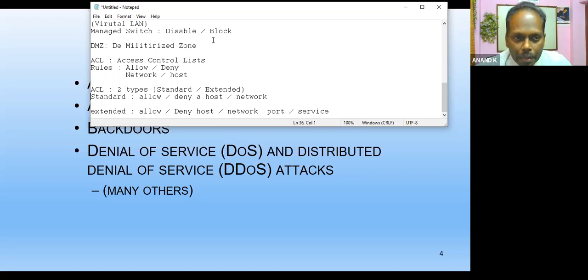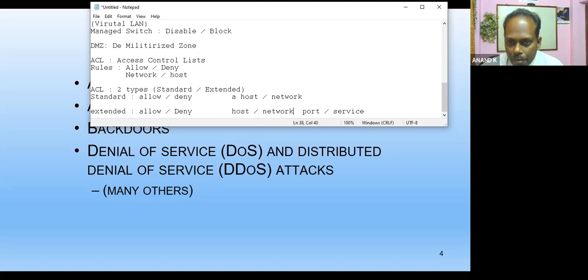Okay, let me explain once again. See these rules. Rules can have either allow or deny only. I'm saying it can allow or deny either to a network or a host. And ACL has two types of rule sets. One is the standard rule set and the other one is the extended rule set. In the standard rule set, you can have allow or deny to a host or a network. Whereas in extended, we can have allow or deny to basically a host or a network.